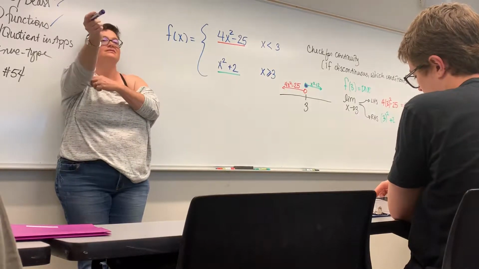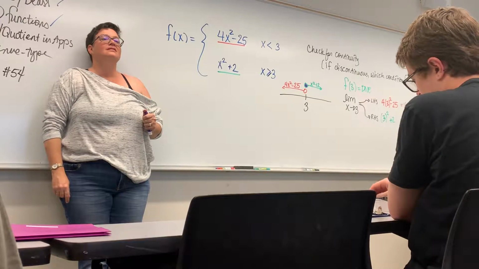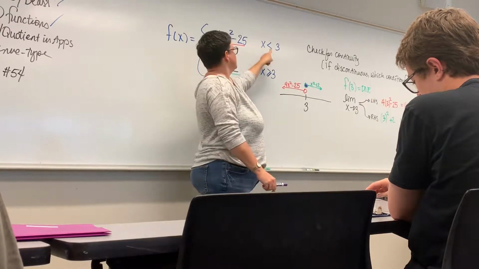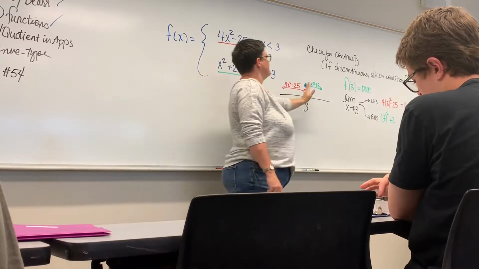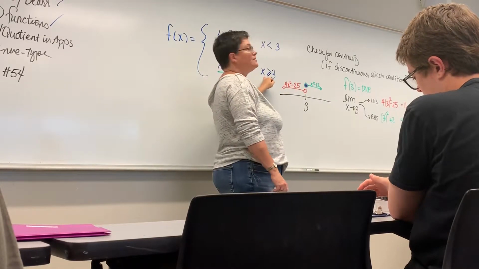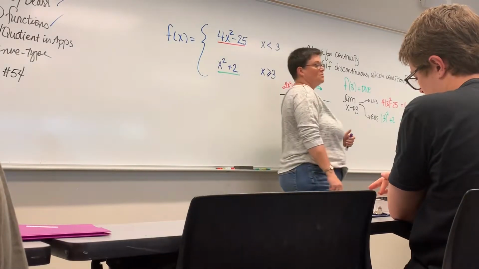Elena? How do you know which one is from the left? It's all about the rules. This is all x values less than 3. So this function is to the left of 3. This is x values greater than 3. So this is to the right of 3. It's all about the rules.